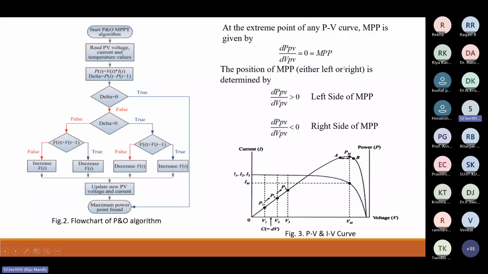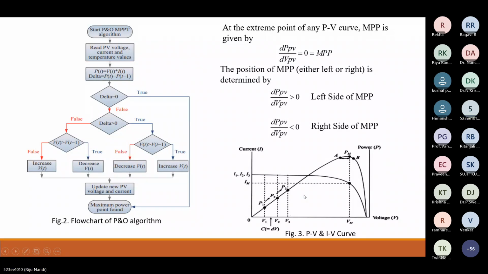At the extreme point of any PV curve, the MPP is given by dPPV by dVPV equals 0. This point, dPPV by dVPV equals 0, is the MPP. The position of the MPP is determined by either the left side or the right side. If dPPV by dVPV is greater than 0, it is the left side of the MPP. For the right side, it is the opposite: dPPV by dVPV less than 0.